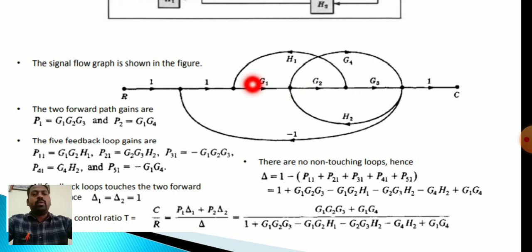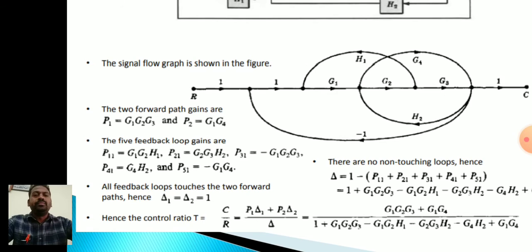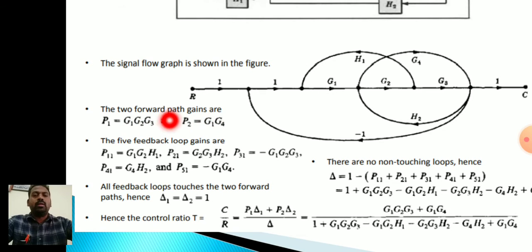What is the path again? G1, G2, G3, and this is G1 directly to G4. Two forward paths are there, only two forward paths. And how many feedback loops? There are 5 feedback loops.